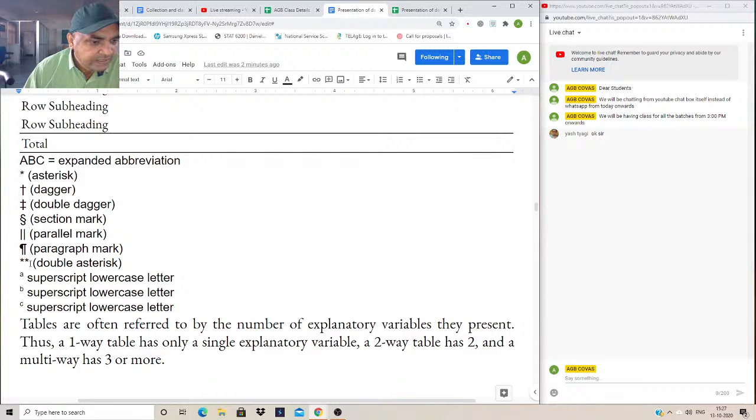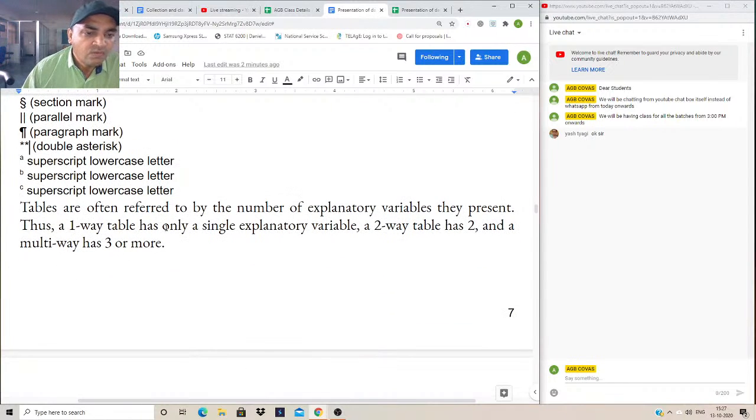Then comes double asterisk. Then will come double dagger. Then double dagger, then double section mark. So like this we will go on. Then you might have used some superscript of lower letters like a, b, c on your data so as to compare them with each other. So like this, these tables are being formed.